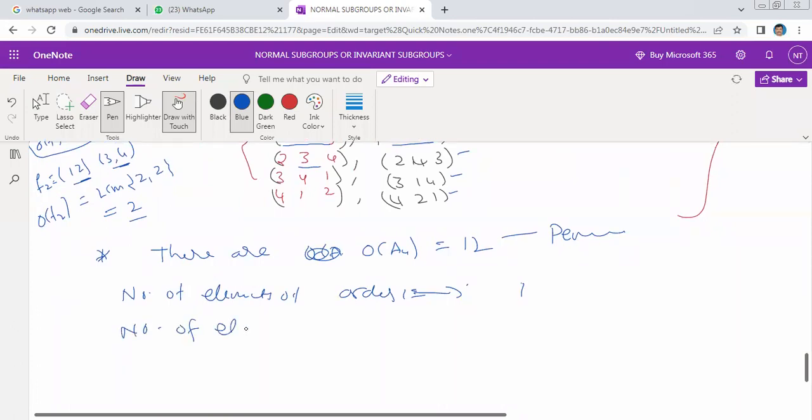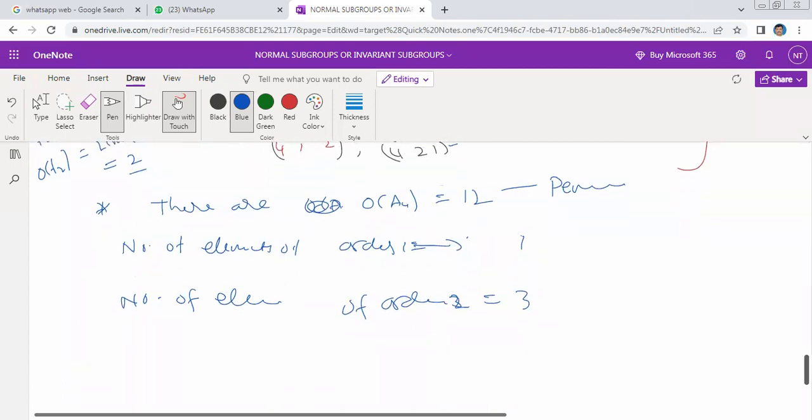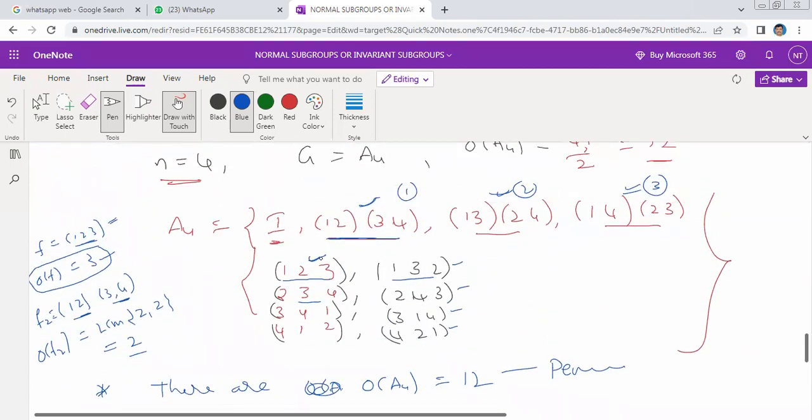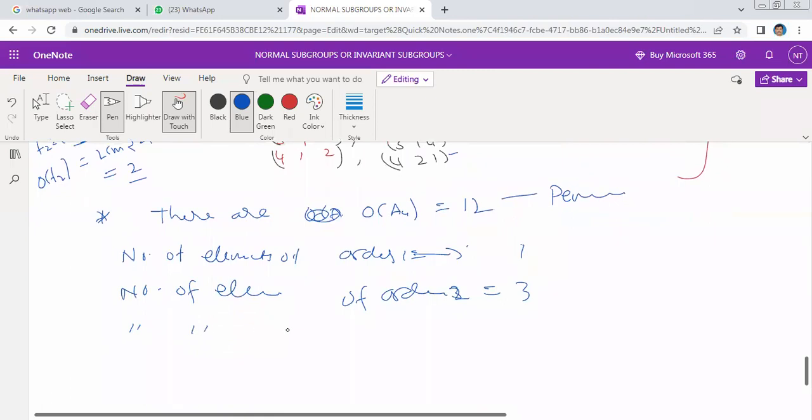Number of elements of order 2 is 3, right? Are there any other orders? Order 3: how many are there? 8. Number of elements of order 3 is 8. How many elements of order 4? Number of elements of order 4 is 0. No elements. So the number of elements of order 4 is 0 in A4. These are all that is possible in the alternating group A4.